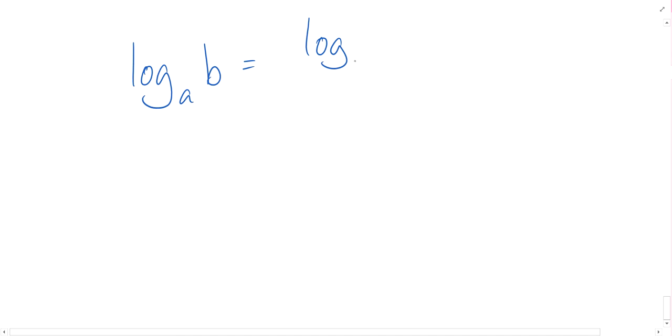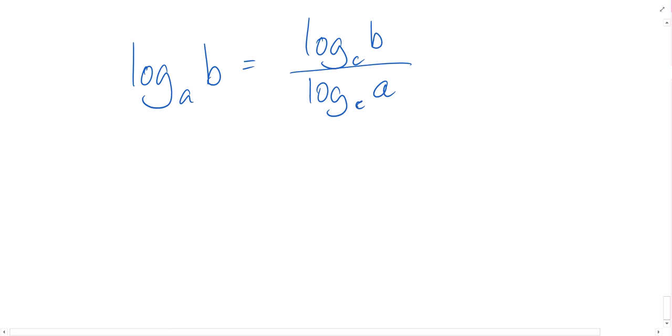That's the last part of the lesson. Log base A of B. Okay. I get to change the base to anything I want, right? What if I try to be funny? I change the base to, on the left hand side, what's the base? A. What if on the right hand side I change the base to B, for example?